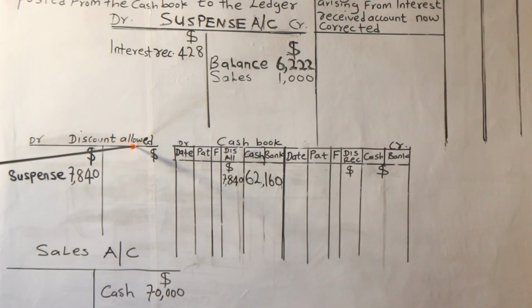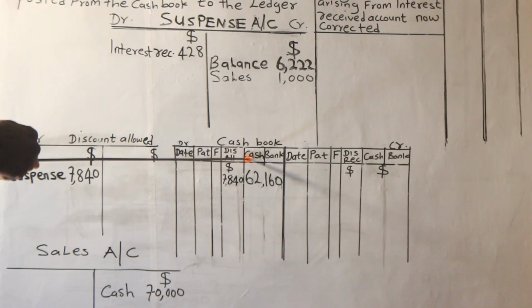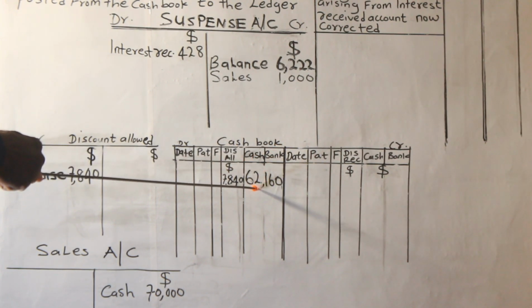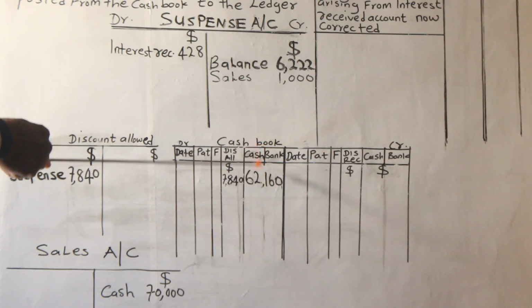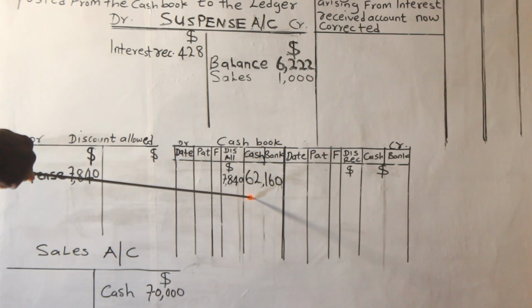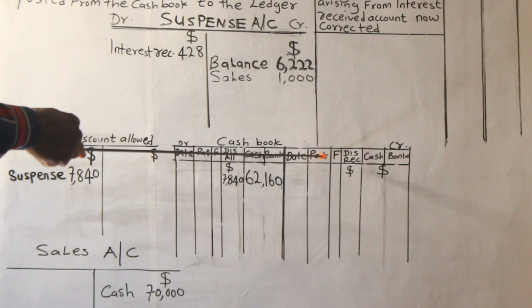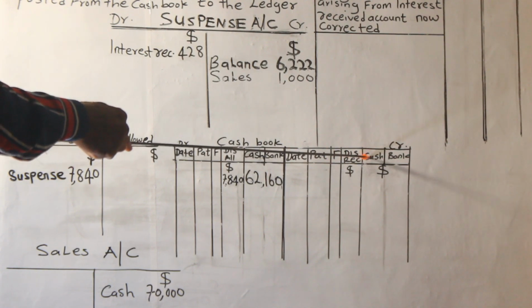Now we have discount allowed, the error corrected, suspense account 7,840. This is the account we are focusing on. These two accounts are not required in these transactions. I have just used the cash book. As you can see, we have date, particulars, folio, discount allowed, cash, and bank. I used one figure to represent it here. So this column is representing either cash or bank. And this I will also have date, particulars, folio, discount received, cash, and bank.